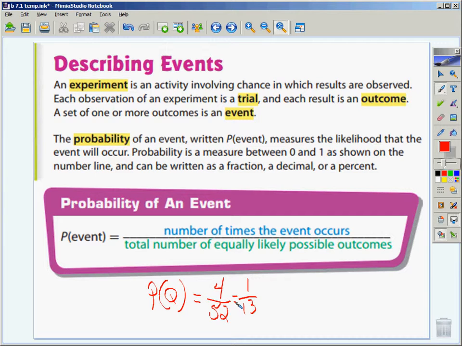Okay? So, when you're figuring the probability of an event, you take the number of times the event occurs versus the number of total possible outcomes that there would be for that event. Okay?